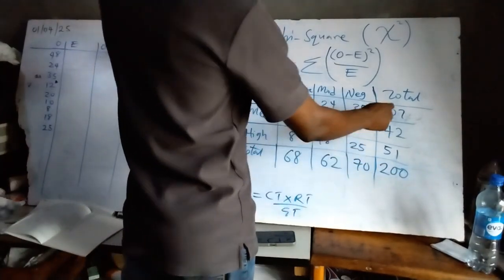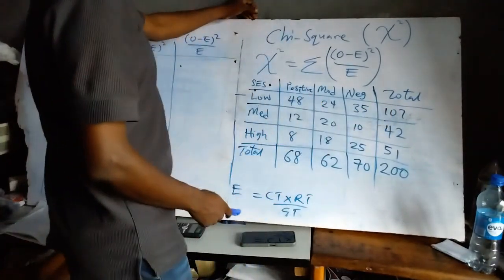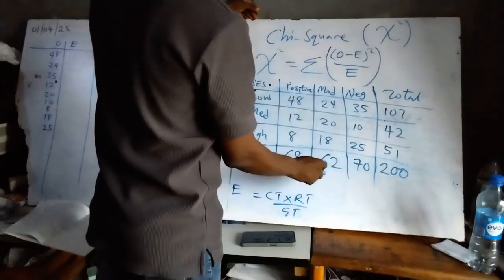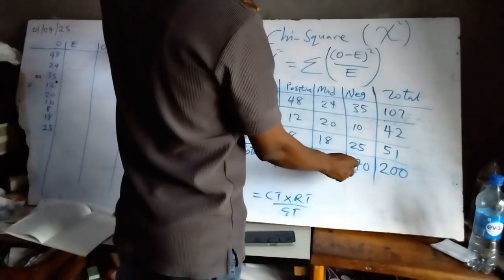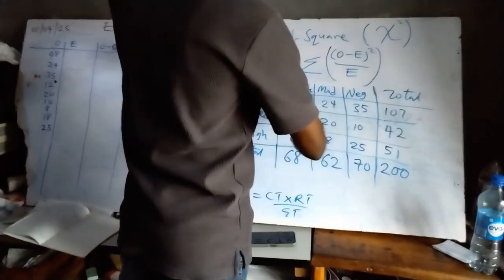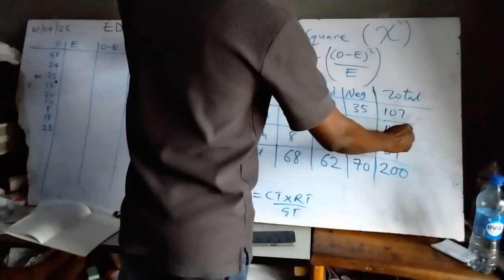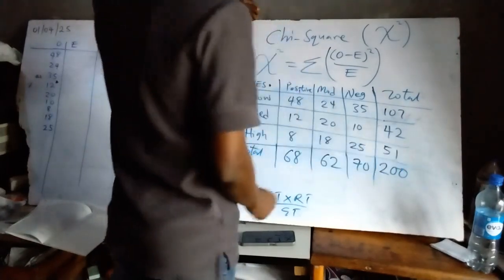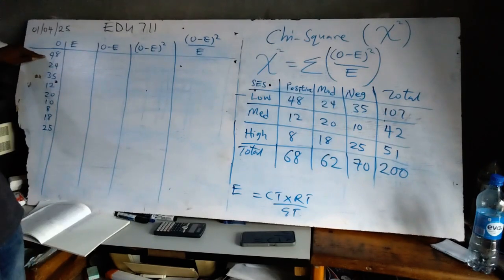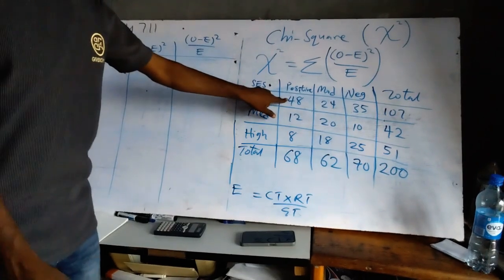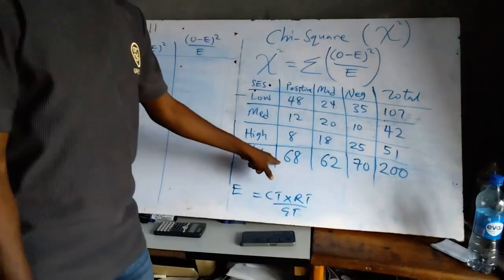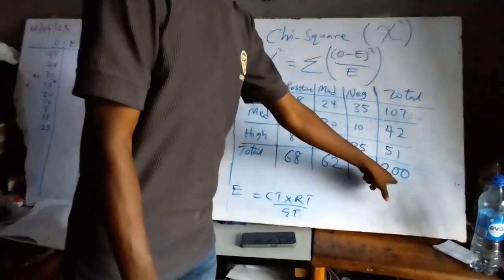Then the column total. Now we have the column total here. This is column, this is another column, this is the third column. Then this is row 1, row 2, row 3. So this is the row total for 2, row total for 3. So for each of these observed frequencies that you pick, it will have a row total and a column total, then the grand total.